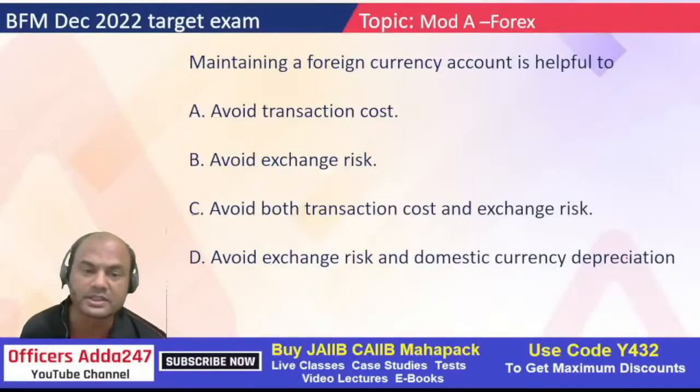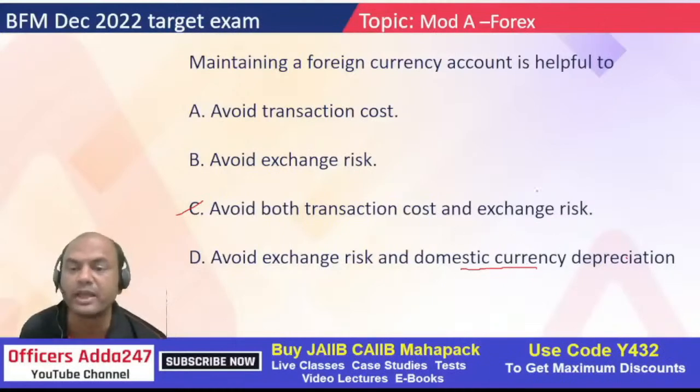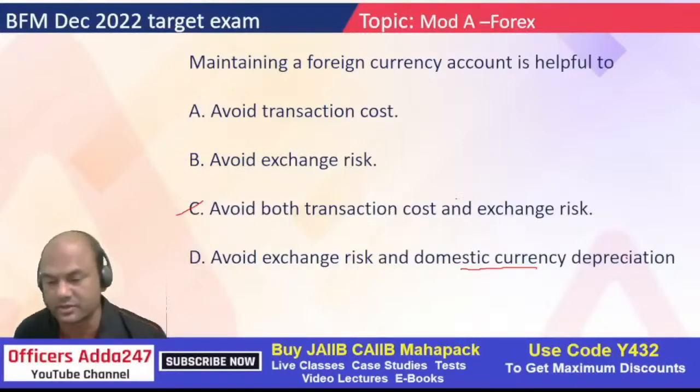So what should be the answer? I'll give you the hint. The answer is either C or D. Correct, the answer is C. It's not D over here. Why? Because domestic currency depreciation means local currency depreciation. This generally is not the word used. Mainly the word used is exchange risk. So the main correct answer over here is to avoid the exchange risk and transaction cost. Got it?